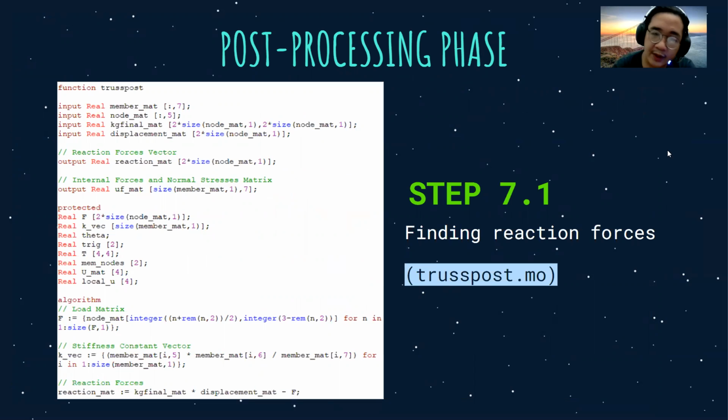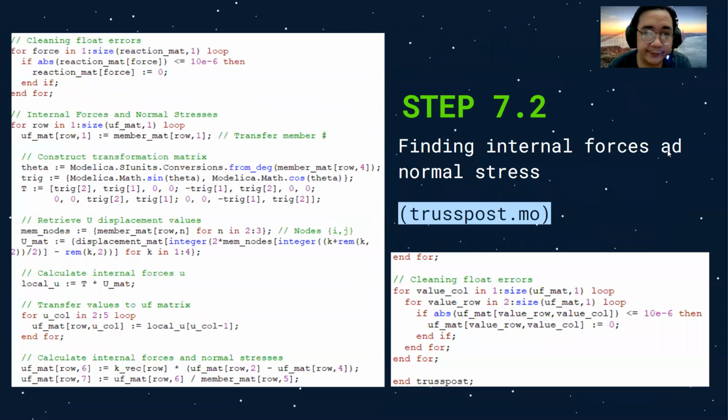First, we need to find the reaction forces, like in this code. Then we need to find the internal forces and the normal stress by using this code. And the last code.